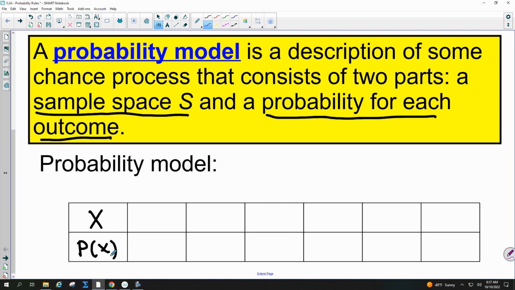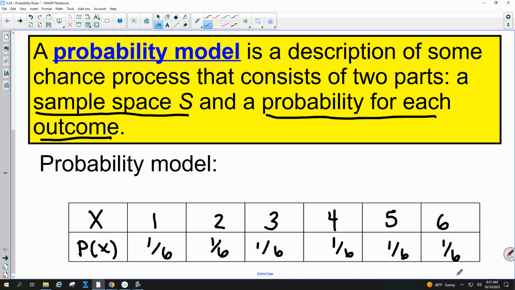And if it's the dice one, again, we list our sample space at the top. And underneath it, what's the probability of rolling a 1? 1 out of 6. What's the probability of rolling a 2? 1 out of 6. 1 out of 6. 1 out of 6. All right, they're obviously not always the same. But in this particular problem, every single one is a 1 in 6 chance, okay?